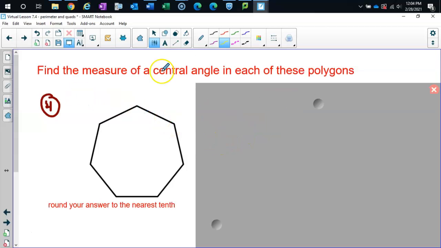Number 4, find the measure of a central angle in this polygon. The directions for number 4 are round your answer to the nearest tenth. Go. All right, first thing I need to do is count the number of sides. 1, 2, 3, 4, 5, 6, 7. So that's a heptagon, 360 divided by 7. And when you punch that into your calculator, you get 51.428, and it keeps going on. We want to round to the nearest tenth, so our answer is going to be 51.4, because this 2 makes that 4 stay the same. Remember, 5 or above, you give it a shove. So this is 51.4.